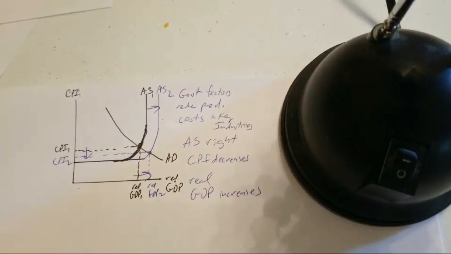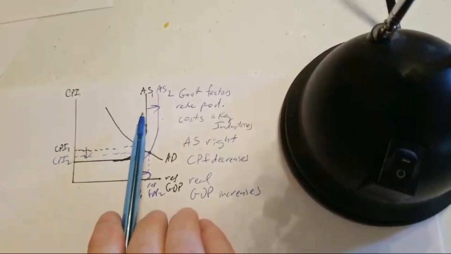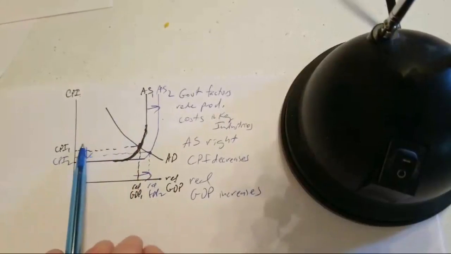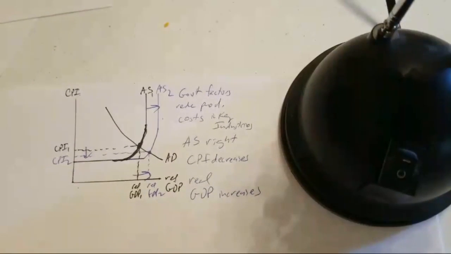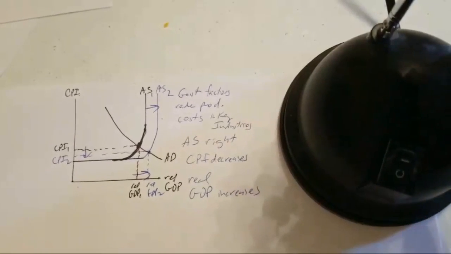AD is not moving at all. Remember, costs don't affect AD, only spending affects AD. Okay, spending doesn't affect AS, only costs affect AS. It's important to have that distinguishing feature there. Costs go down on the macro level, AS goes right, CPI decreases, real GDP increases. But that is another problem there for y'all to deal with.